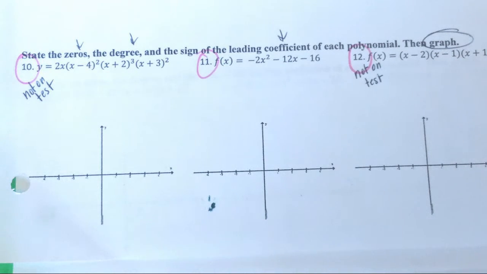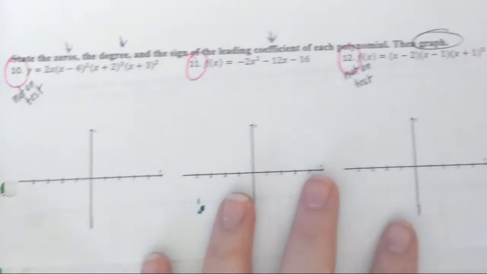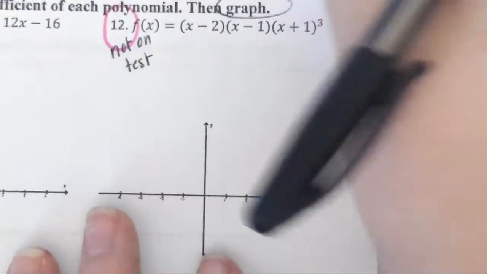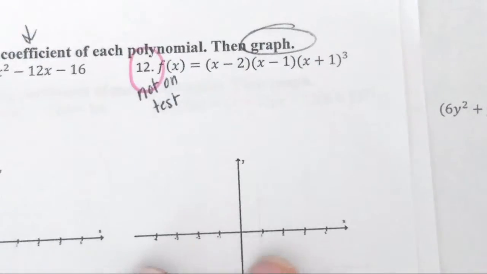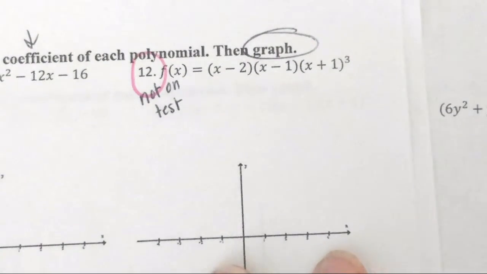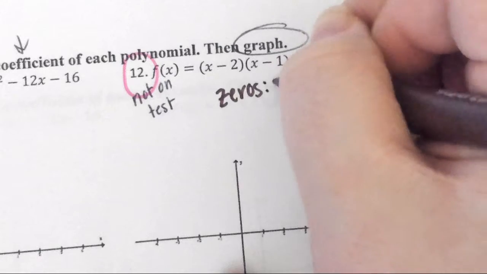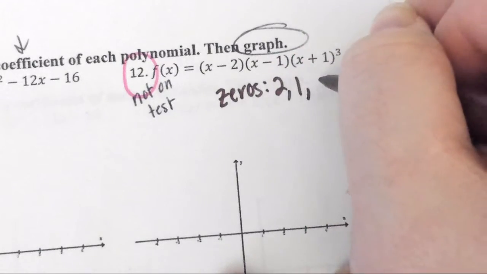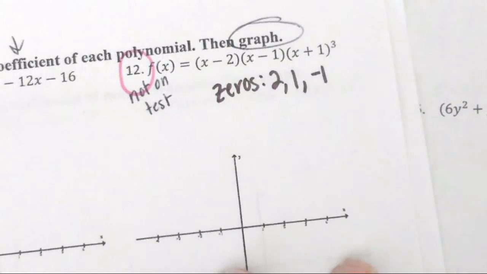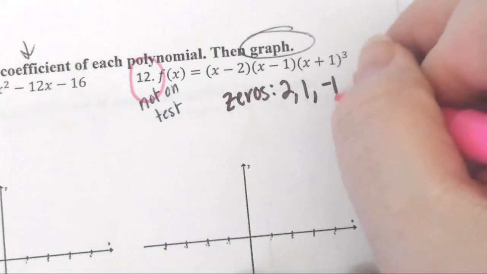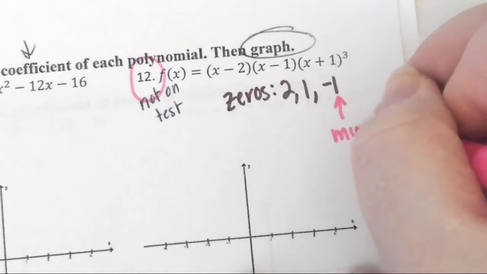Okay, I'm just going to start with number 12. Let's start with 12. I need to know the zeros. 5 gets the point. Didn't even ask the question, and you can have a point for that.